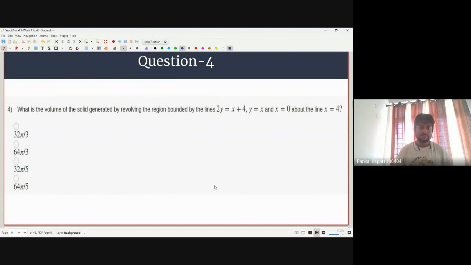Okay, so the fourth problem is also about finding the volume of solids of revolution. So let's see what the region is. The region is bounded by two lines. Let's draw it.